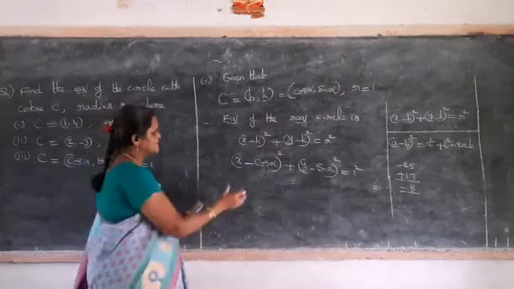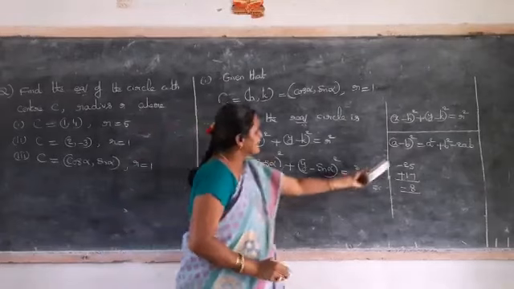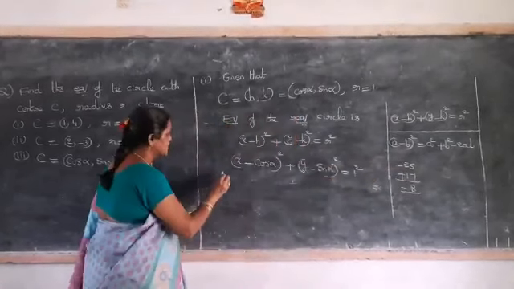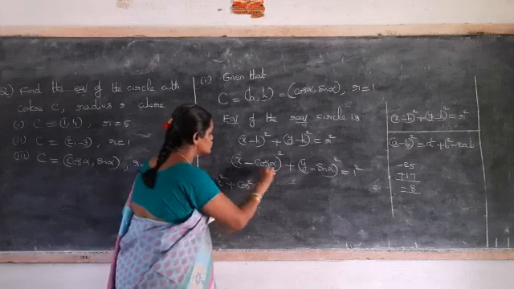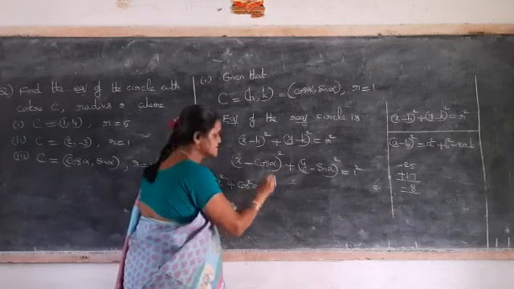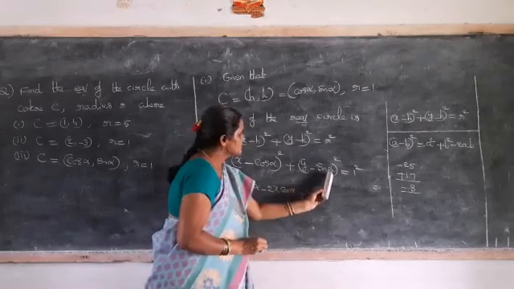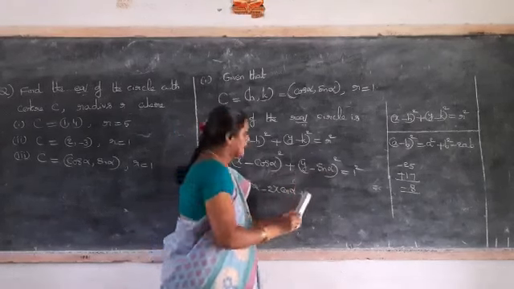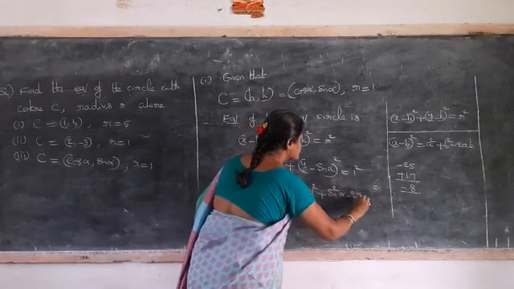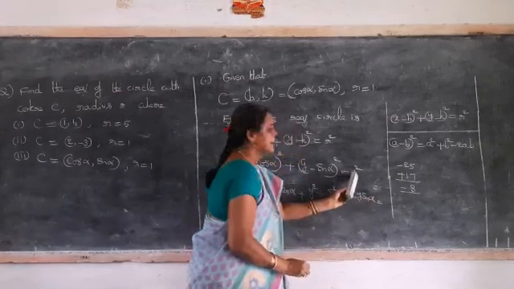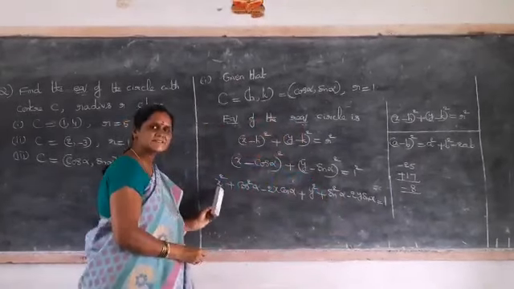Now I do simplification. It is in the form of (a minus b) whole square. Formula: a square plus b square minus 2ab. That is x square plus cos square alpha minus 2x cos alpha, plus, it is also in the form of (a minus b) whole square, so we get y square plus sin square alpha minus 2y sin alpha is equal to 1 square, that is equal to 1. Okay, now I write the terms in order.